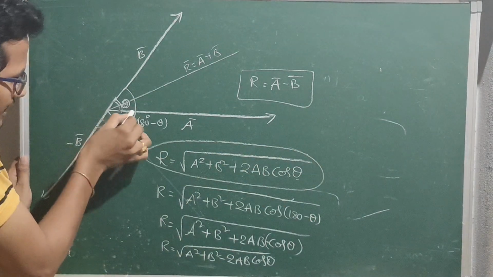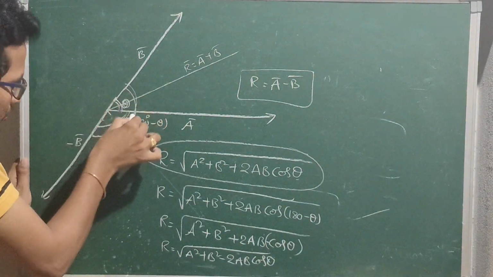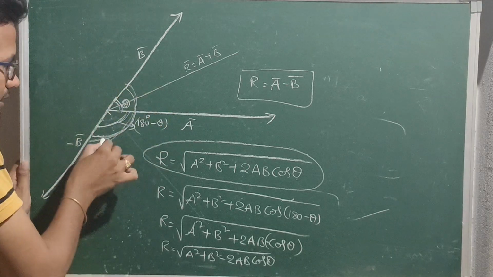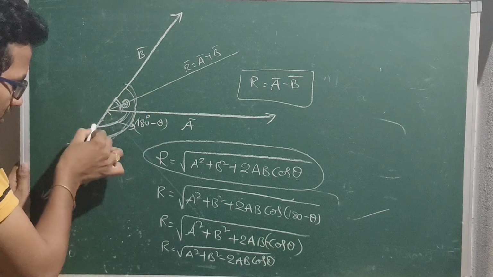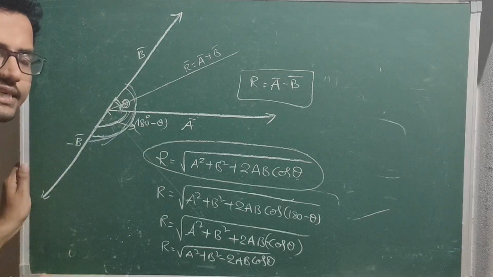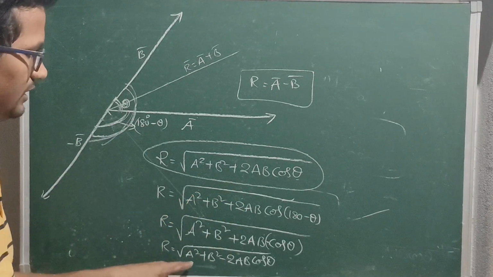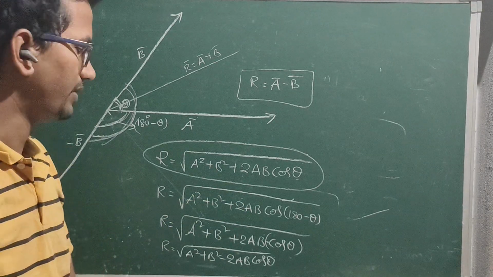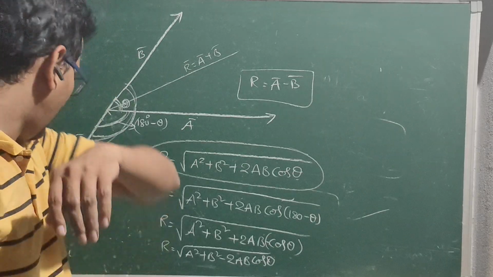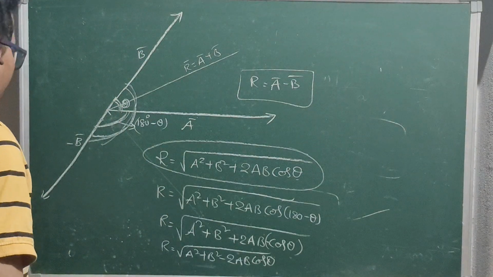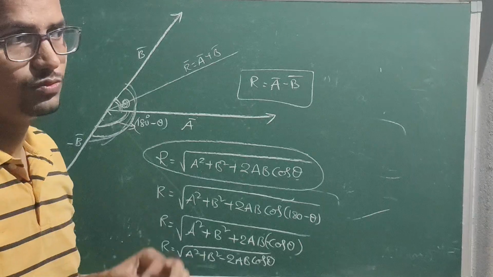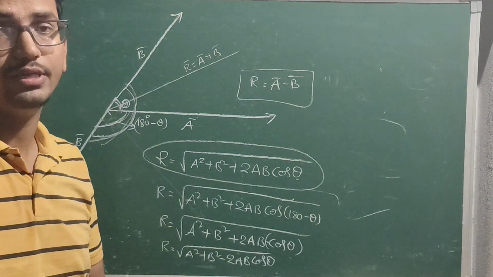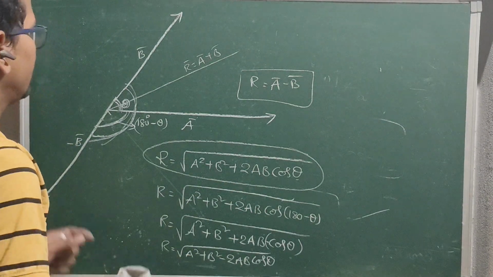What is the remaining here? This one remaining. Total how much? 180. 180 subtracted by the theta is called the remaining angle between a bar and minus b bar. That's why we got the square root of a square plus b square minus 2ab cos theta. This is the parallelogram law of vector. These formulas are very, very important for doing the sums.